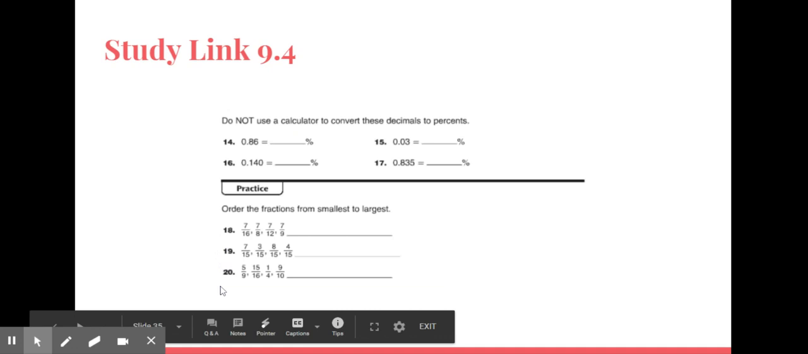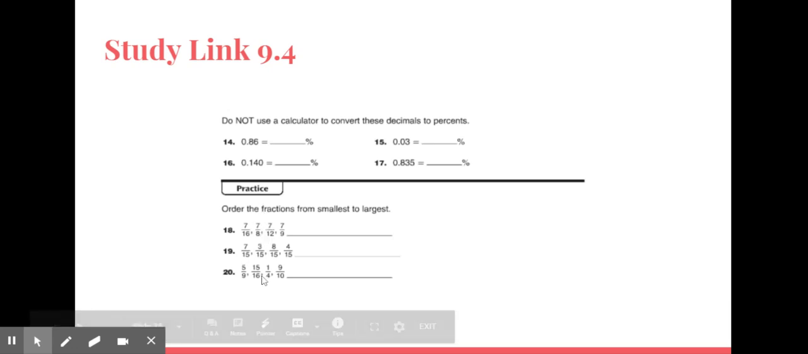And then the practice 18, 19, 20, you're going to put them from smallest to largest. Again, I would do kind of what I did with the arrows, right? So 7/16, that's less than a half, so I draw a down arrow. 7/8, that's more than a half, so I might draw an up arrow. So you can do that, or think of how much of a pizza is being eaten. You can draw pictures, whatever you need to.